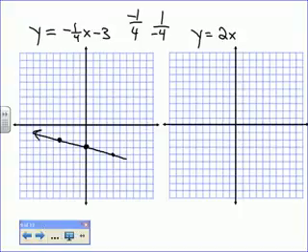So there's our line. Good. The y-intercept there would be 0. And we would just go up 2 over 1. Okay, good.